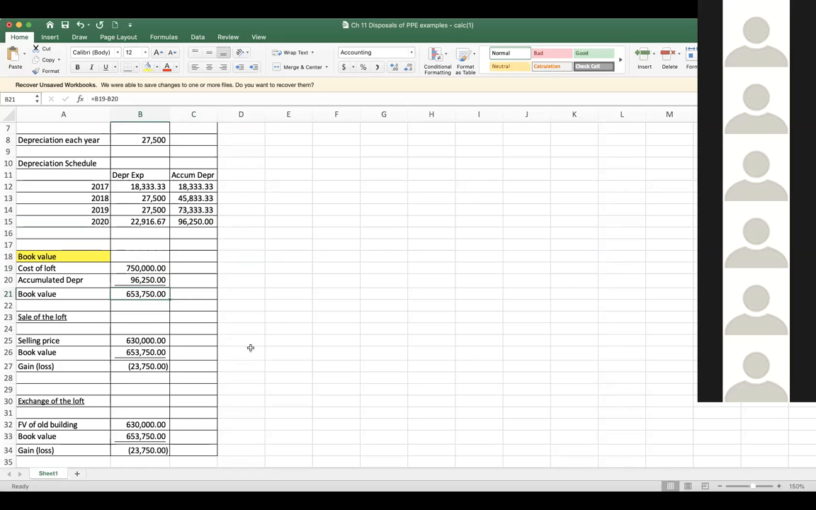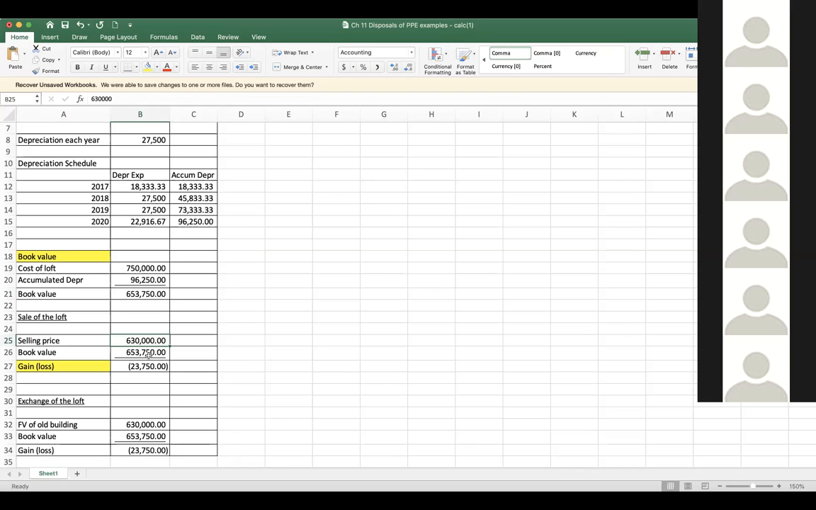So what is step number 3? Now we've calculated the book value. What is step number 3? To determine the gain or loss. Good, to determine the gain or the loss. Now, the gain or loss is I compare selling price to what number? The book value. Good, the book value.